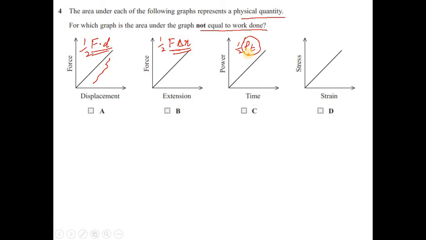So P into T is the work done, as power is equal to work done upon time, or energy upon time. So W is equal to P into T. So this is also work done. Of course, these three are work done, so the option must be D. But let's see, this is a stress strain graph. If you find the area under the stress strain graph, this is not work done, this is work done per unit volume. This is called energy density. So the option is D. That means the area under the stress strain graph is not just work done, it is work done per unit volume.